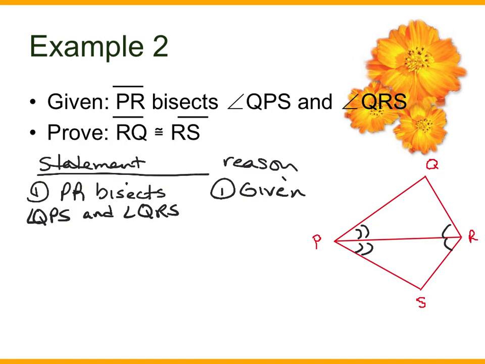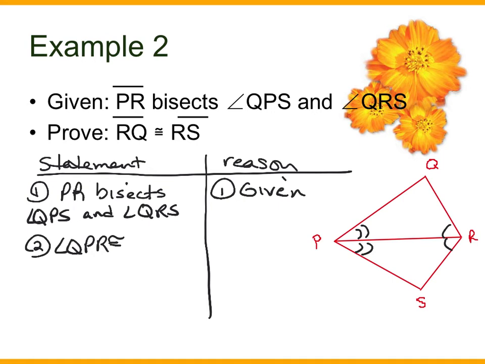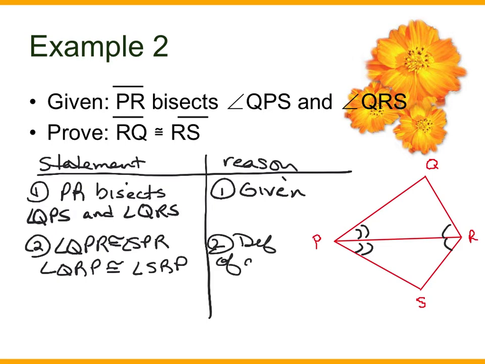I need to state what I just added to the picture. I can't just add it to the picture. So again, I can state that angle QPR is congruent to angle SPR, and the other one that was bisected, the QRP, is congruent to the SRP. And this reason is definition of an angle bisector.